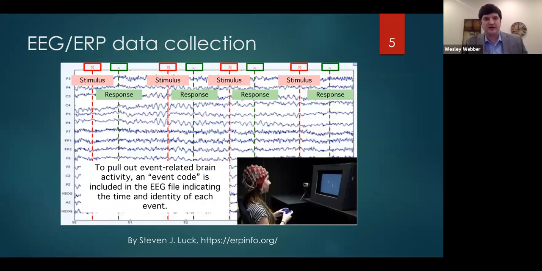So I want to, in that context, tell you a little bit about what ERP data collection really looks like to be able to have that kind of precision that I just described.